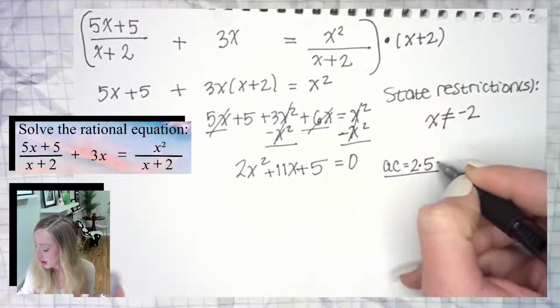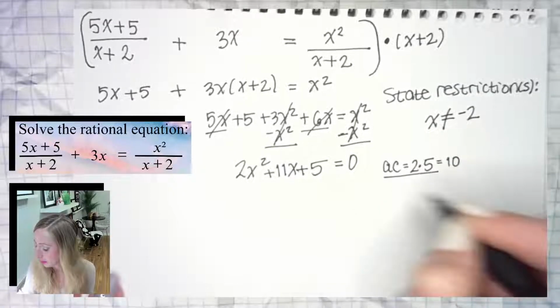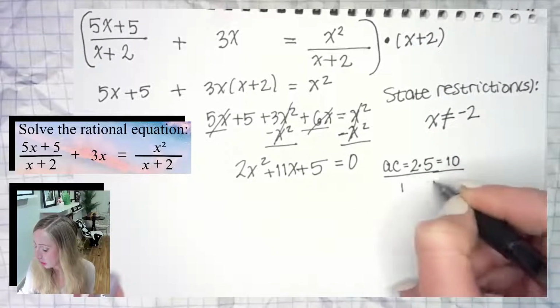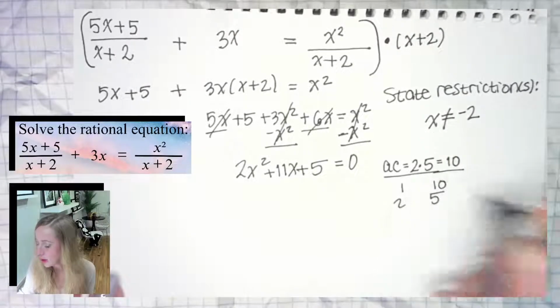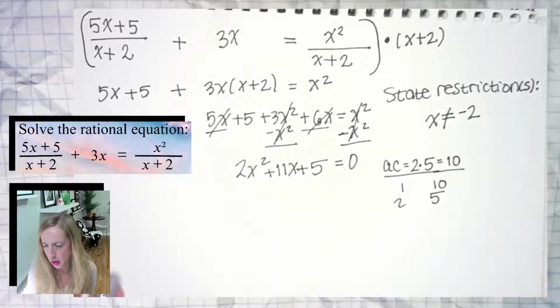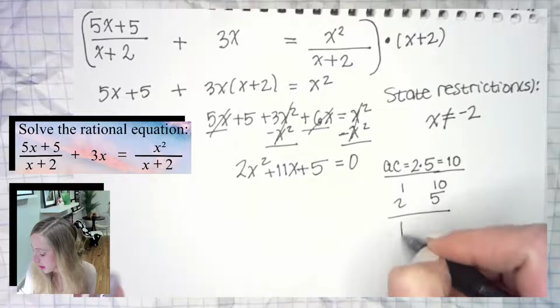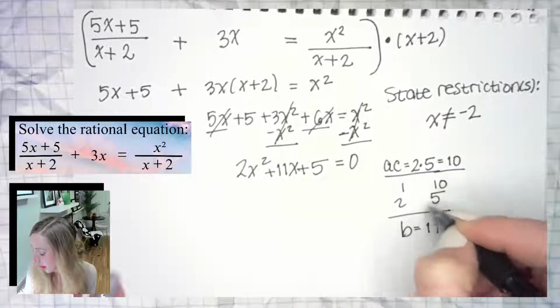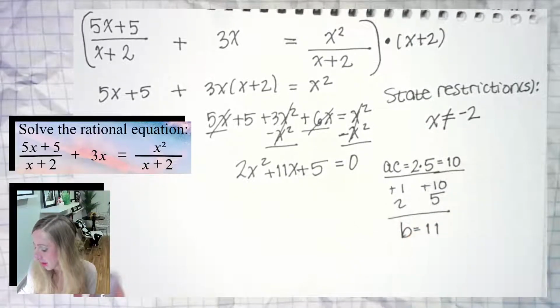2 times 5 is 10, positive 10. What multiplies to give us 10? 1 and 10, and 2 and 5. Stop trying to be a hero and thinking that you've thought up all the numbers and that there's nothing that works. Write them down, go through them. B equals 11, positive 11. So positive 1 and positive 10 looks good to me.